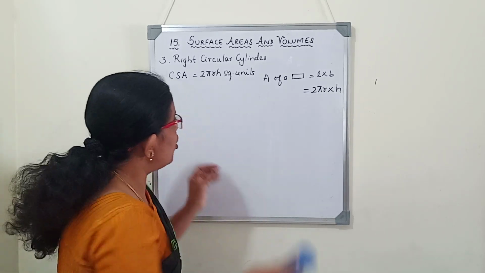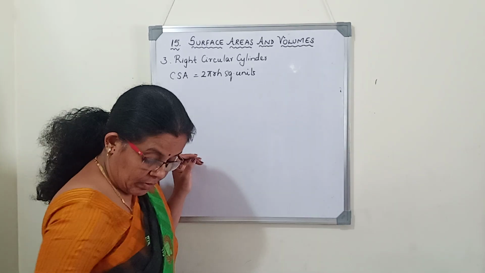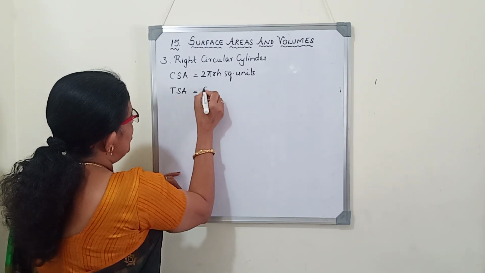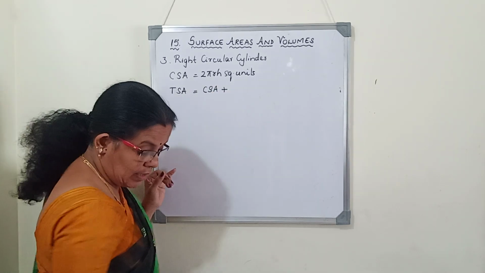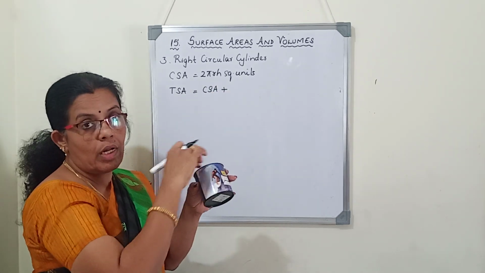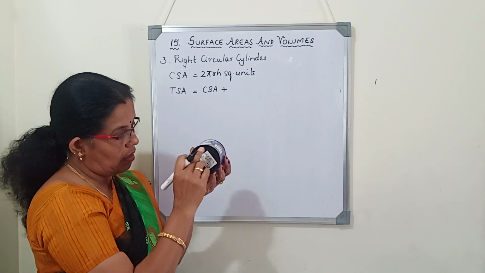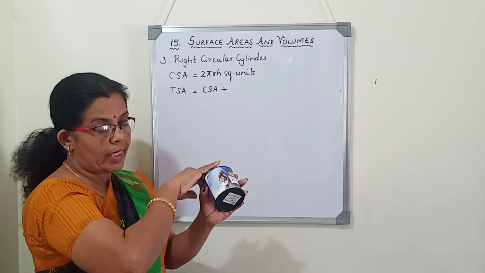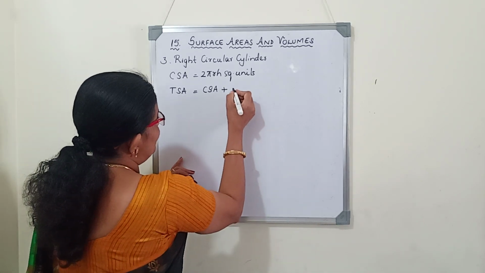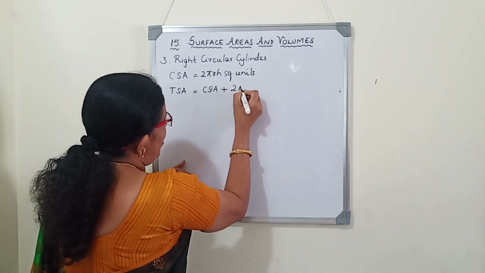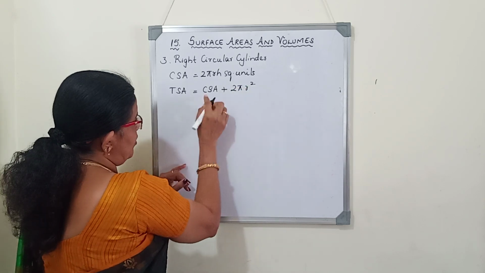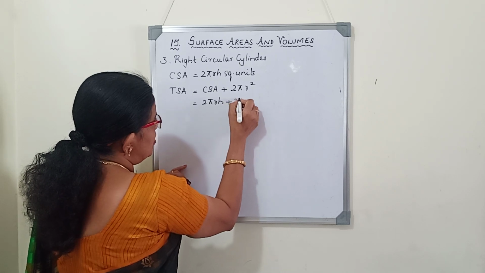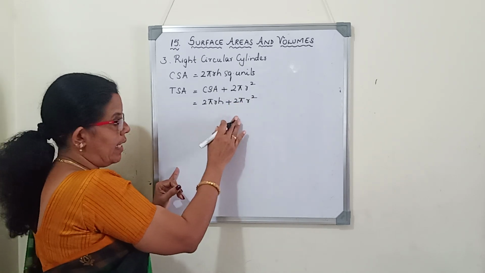To find the total surface area of a cylinder, total surface area equals curved surface area plus the area of these two circular surfaces. We know that this is a circle. Area of a circle is pi r square. Here one more area is there, so 2 pi r square, the area of two circular surfaces. So the total is 2 pi r h plus 2 pi r square. This is the formula to find TSA.